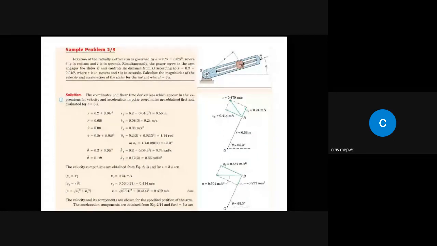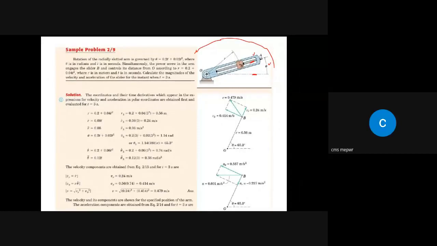Okay, this is the whole system, and it rotates like this. As the system rotates, initially, if the arm is at this position on the horizontal axis, how much would theta be? Zero. So at time t equal to 0, theta would be 0. At time t equal to 1, theta would increase. At time t equal to 5, theta will increase more, right?